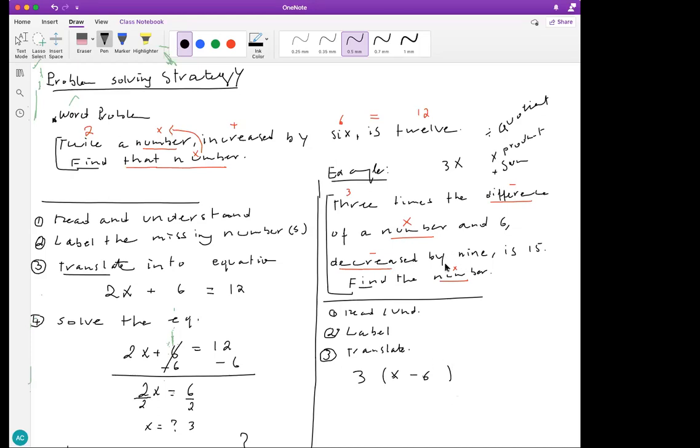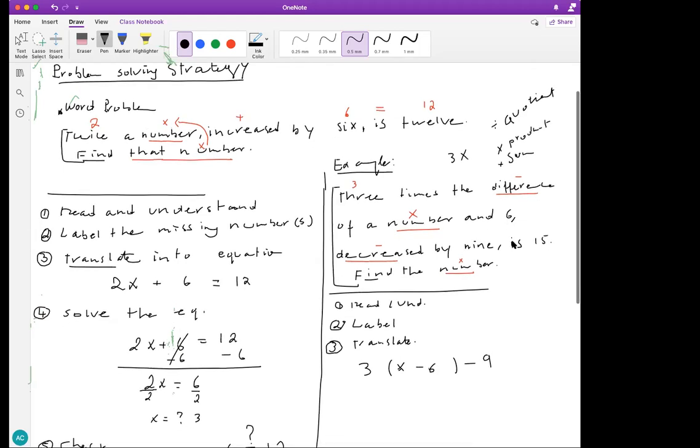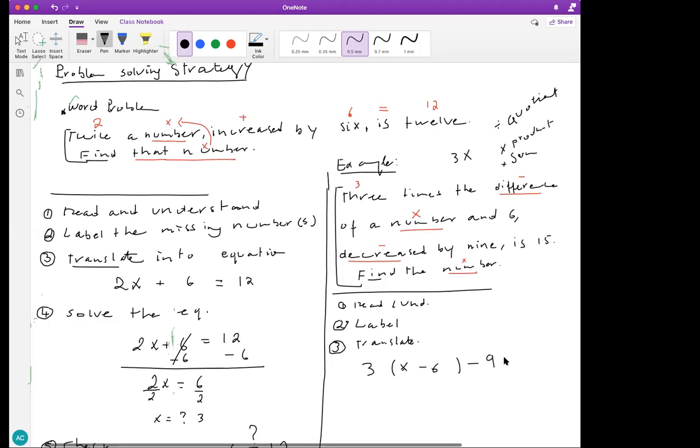So see here, there's a comma, so we're done with the 3 times the difference. Comma means there is a new term or a new number. So this would be decreased by 9. Decreased by 9 means minus 9. Okay. And then is 15. Again, is translates to equal, and 15.